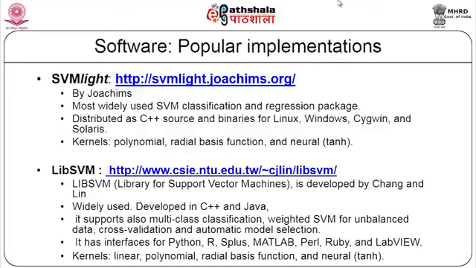Perl is a language that is used extensively for text classification and other text problems, so that makes it important. Kernels provided are linear, polynomial, radial basis function and neural tanh. You can see that the kernel functions provided are almost similar, but remember, just providing the kernel function does not solve your problem. You have to find the actual parameters that are needed, and that you have to do by trial and error.